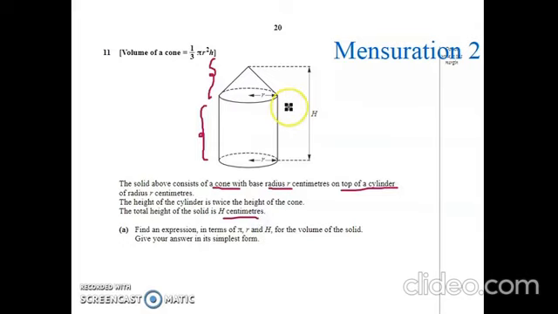So if the total height is 8 centimeters, let's say this is small h, so this is 2 times the height of the cone. So this will be 2h. And that means 2h plus h will give you the big H, the total height. Right? Okay, find an expression in terms of pi, r and h for the volume of the solid. The total height of the solid is 8 centimeters.